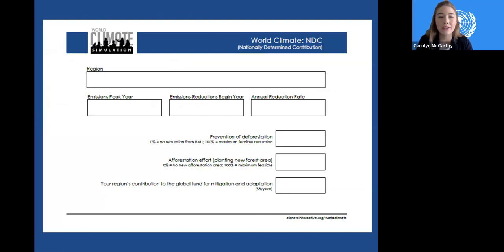You will have access to a proposal form that looks like this, and you will be able to enter your decisions here. Again, you can see in the second row all of your decisions related to your emissions, that peak year, the year you would like them to begin to decline, and the rate at which you'd like them to decline. Your two decisions for deforestation and afforestation, and then finally what you would like to contribute or request from the Green Climate Fund.